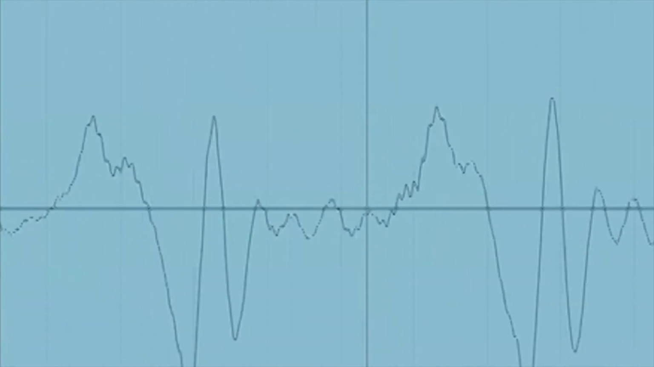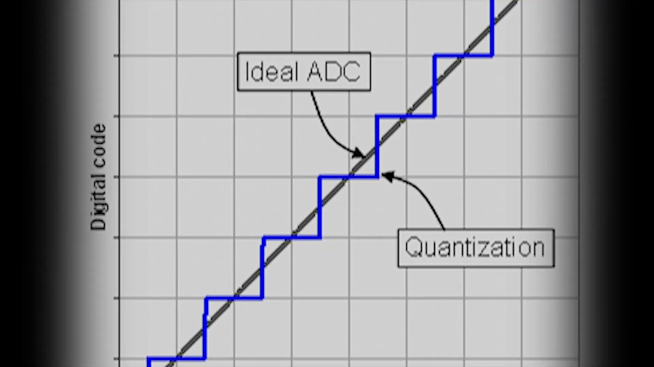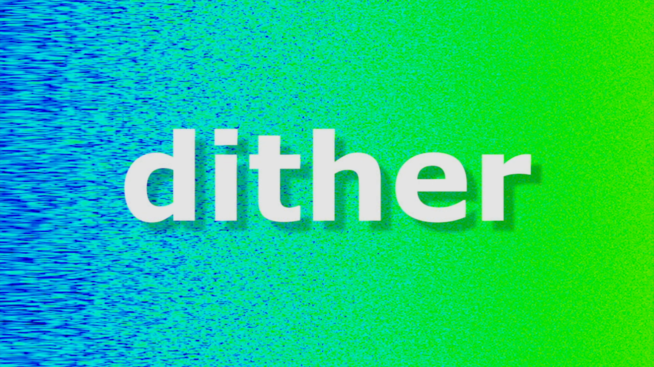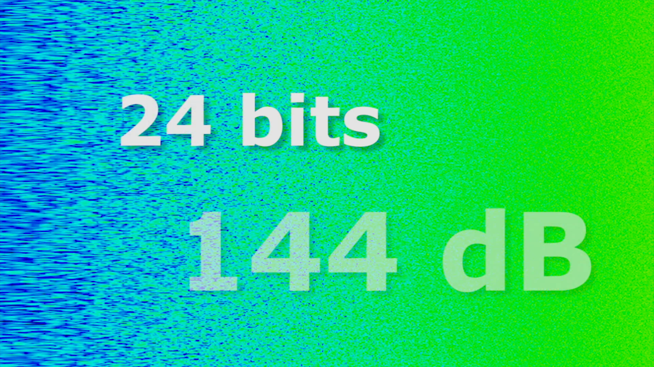When an analog signal is converted to a digital signal, there are quantization errors, which are the differences between the sampled values and the actual analog values. To mask these errors, white noise is added at low levels. This white noise is known as dither and occurs at the low end of the dynamic range. For a 16-bit signal, the dither is 96 dB down from 0 dB full scale. For a 24-bit signal, the dither is 144 dB down, and for a 32-bit signal, the dither is 192 dB down from 0 dB full scale.